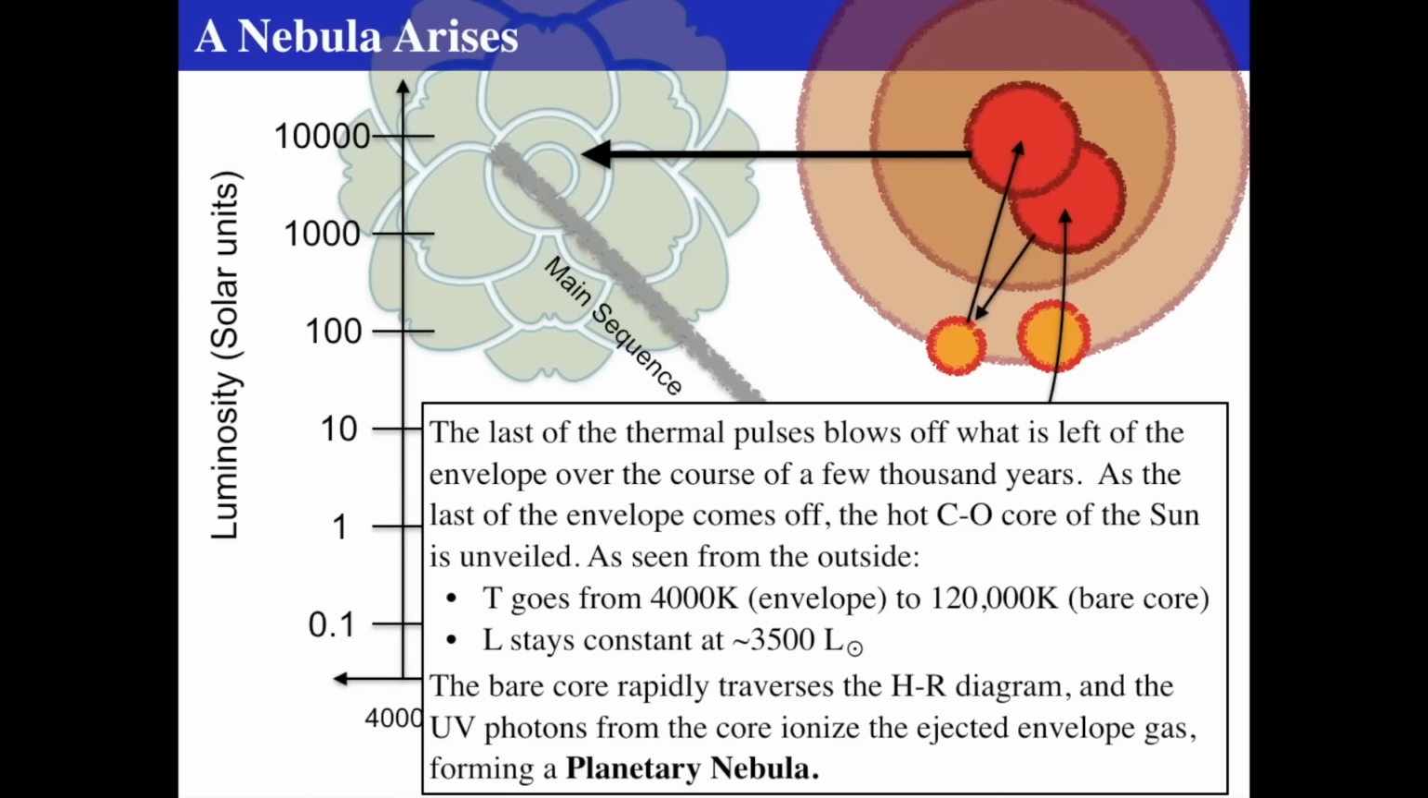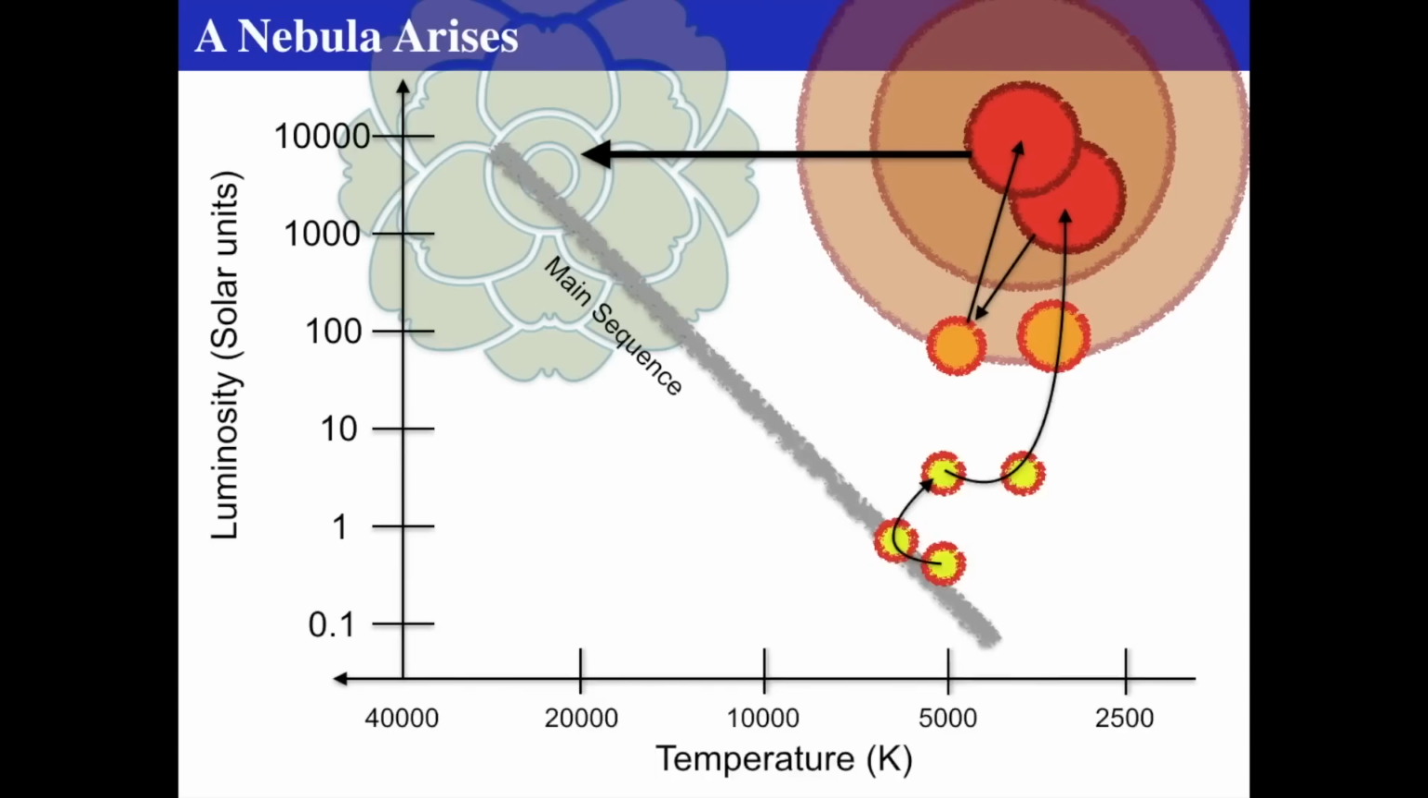And the outer glowing shell is called a planetary nebula, and that's kind of a funny term. But the bare core then ionizes the outer shell. All of the atoms become ionized. They're very diffuse, and so they emit specific wavelengths. They make an emission spectrum, and the gas with that emission spectrum is called a planetary nebula. And so this is the state of affairs after 12 billion years of the sun's history.